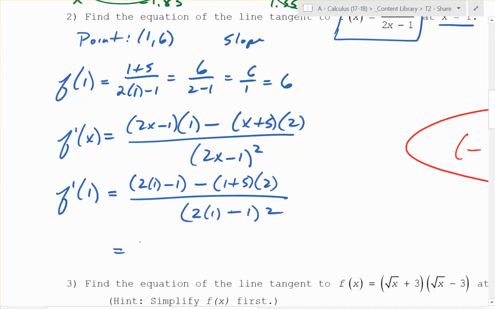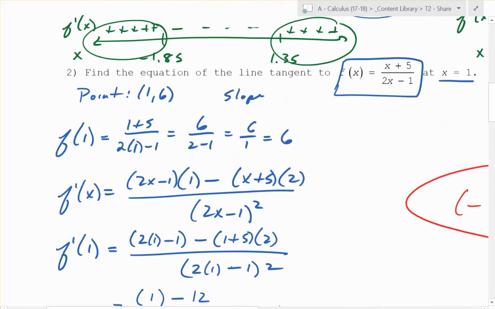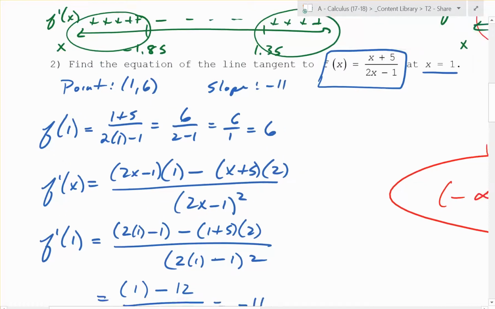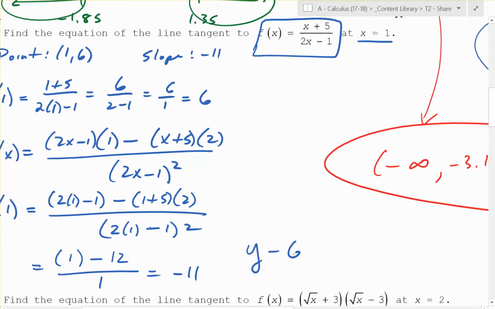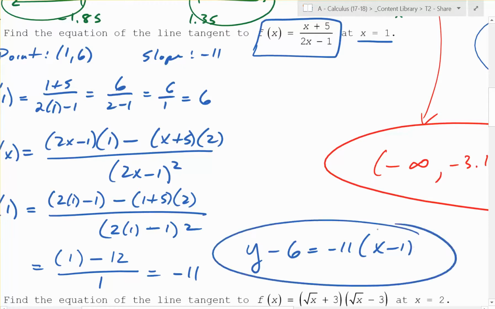So what do you end up with? You end up with 1 minus, let's see, 6 times 2 is 12, all over 1 squared is 1, so it's going to be negative 11. So we have a slope of negative 11. What's our equation going to be? y minus 6 equals negative 11 times x minus 1. And you don't have to go any further. You can stop right there.